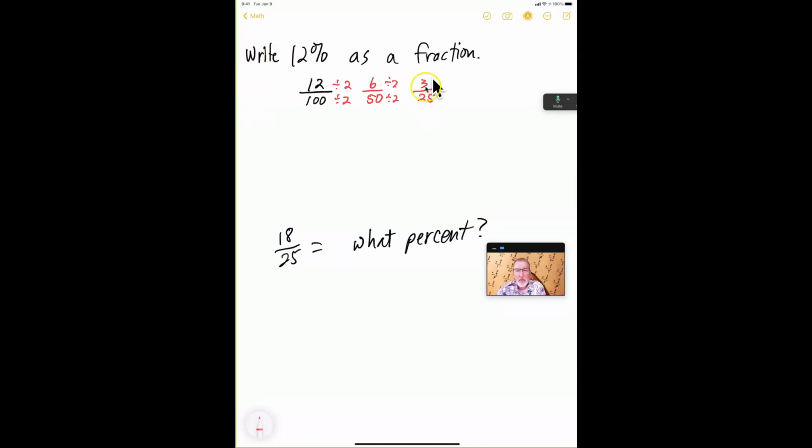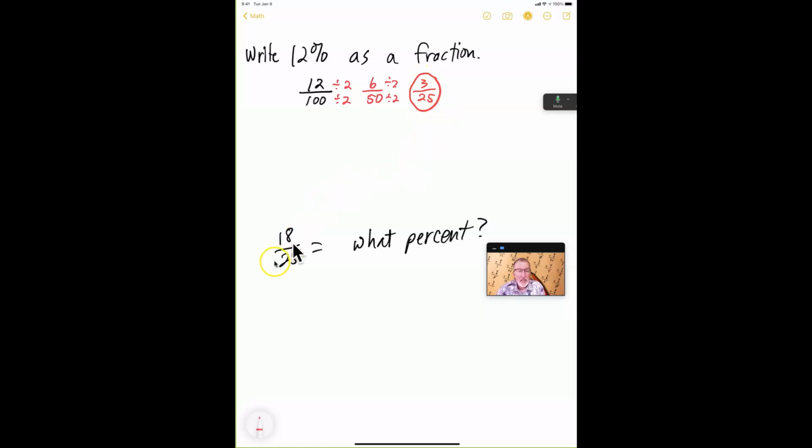So 3 and 25 don't have any common factors. 3 has just 3 and 1, and 25 has 1 and 5 and 5. So the ones don't count here. They don't have any common prime factors. So these two are co-prime, and that's as far as we can go. 12% is the same as 3/25, or 3 out of 25.